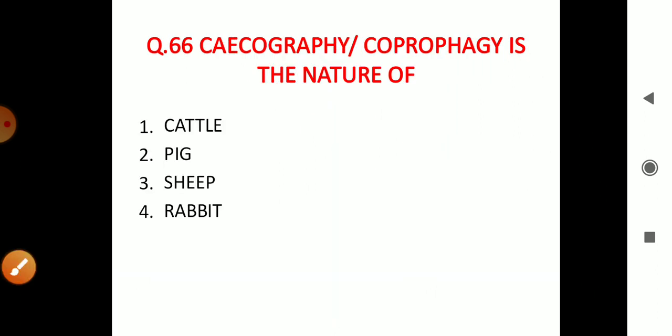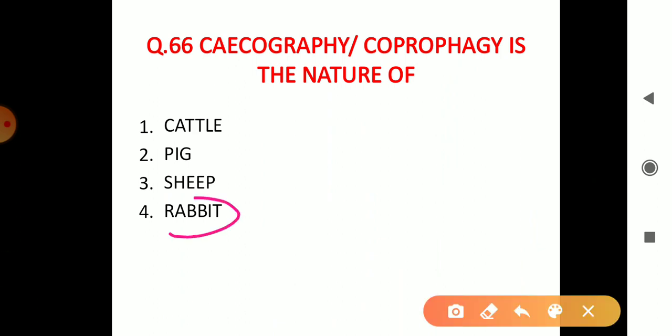Next question, caecotrophy or coprophagy is a nature of rabbit, meaning the animal eats its own fecal material. This habit is known as caecotrophy and coprophagy. It is a vice of rabbit, and this process is carried out by the rabbit in order to have better utilization of the leftover nutrients that are in the feces.